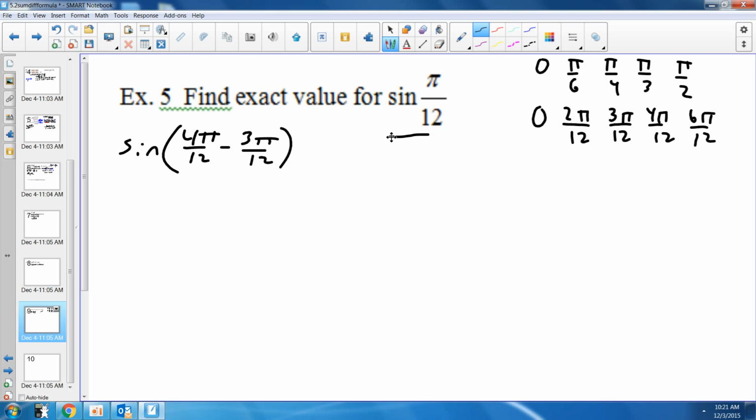And let me warn you that sometimes in the back of the book, the answers may be different, but they equal the same exact thing. So you have to be careful about saying if your answer is right or not.